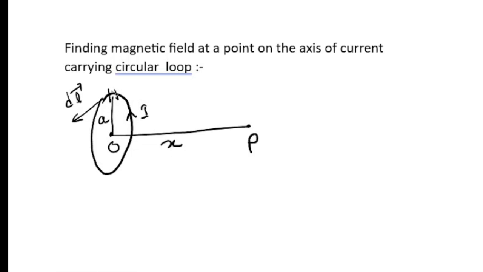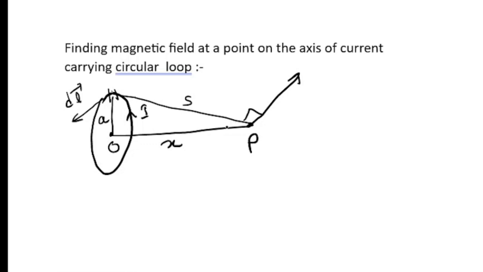According to Biot-Savart law, if you are going to find the magnetic field, we need to join the dl portion to the point P. Suppose this distance is S. Now this dl and S, in every case, are at a 90-degree angle. So what will be the direction of the magnetic field at point P? The magnetic field direction will be this direction, because this angle will also be 90 degrees.